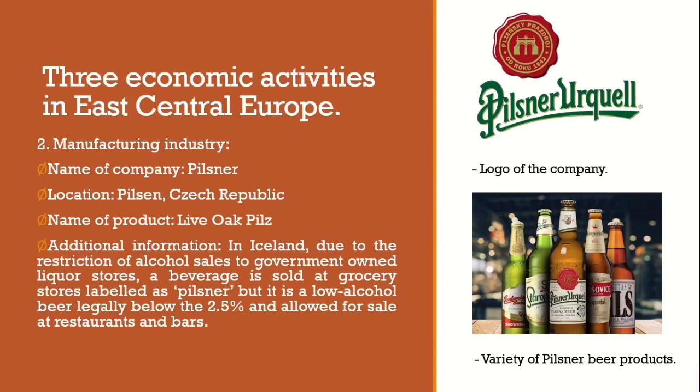Next is another manufacturing industry in East Central Europe, which is beer exports, by the Pilsner company. The Pilsner company is located at Pilsen, Czech Republic, and the most famous product is called the Leaf of Pils beer. This is the official logo of the Pilsner company, Pilsner Urquell. This figure shows some of their beer products. There's a variety of them, you can search for them. There are tons of products, but this Leaf of Pils is the best product of Pilsner.